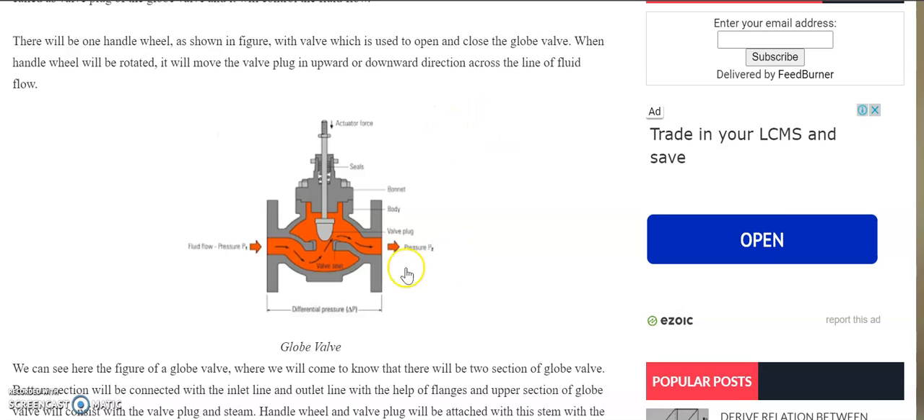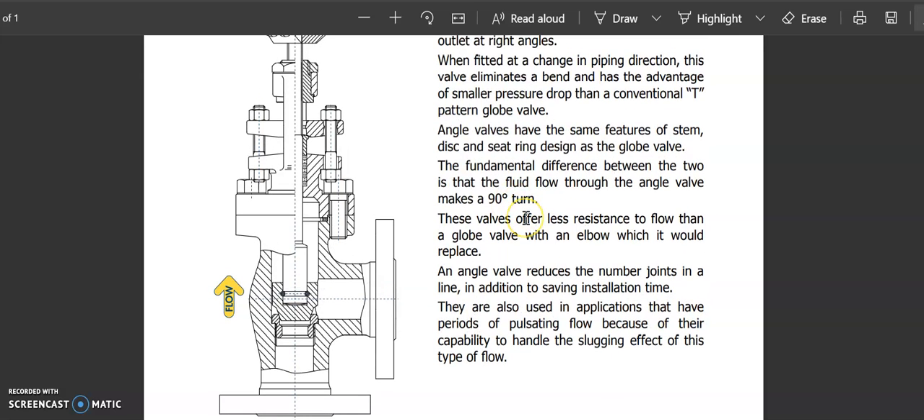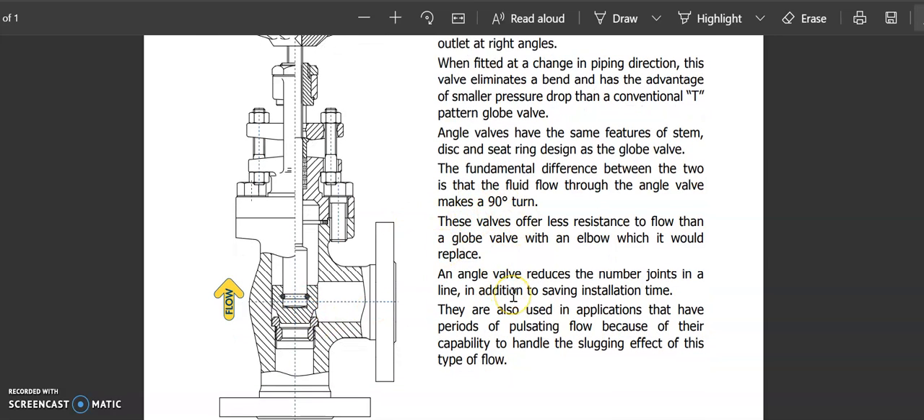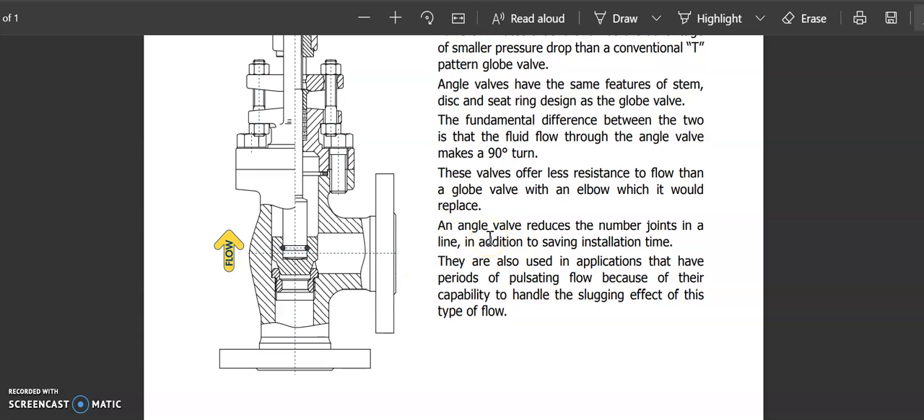If there are some pressure fluctuations in the irrigation system, obviously the angle valve is the better choice for pressure fluctuation scenarios. The fundamental difference between the two is that the fluid flowing through the angle valve makes a 90-degree turn, so as I said earlier, it is in the perpendicular direction. This valve offers less resistance to flow than a globe valve. As the name indicates, the globe valve offers more resistance to the flow, whereas the angle valve does not offer this much resistance.